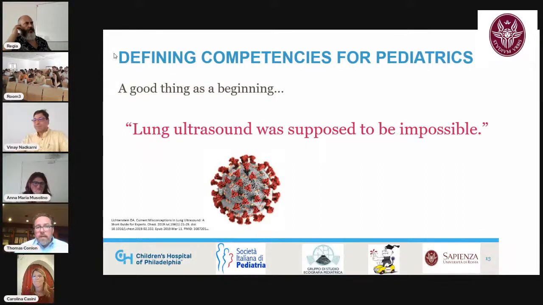So defining competencies shouldn't just be a beginning. It also should not be an end. We should be thinking outside the box about applications that are going to be novel as we move forward in caring for different patients.